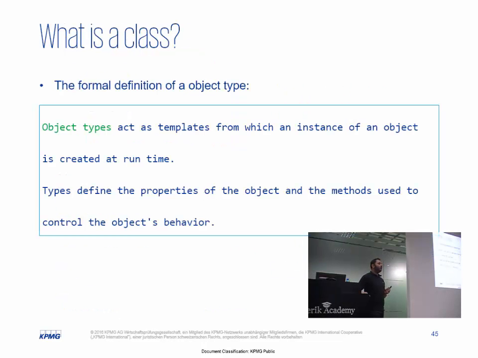When we talk about objects, we come to the definition of what we call in computers usually a class. I'm not sure if in all programming languages that are somewhat object-oriented, the object will be called a class, but in many of them it will be called class. So this is a definition by Google: a class acts as a template from which an instance of an object is created at runtime. So this is our template to create an object, and the class is just our definition of what this object would contain. Types define the properties of the object, and the methods, which are functions, are used to control the object's behavior.